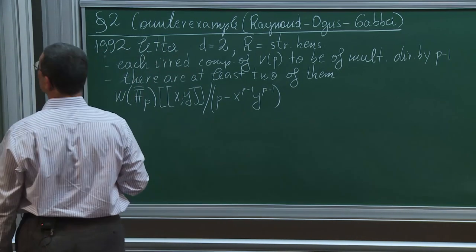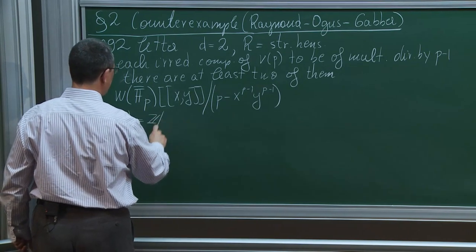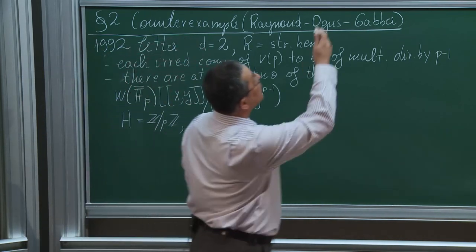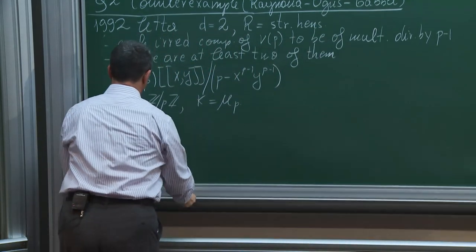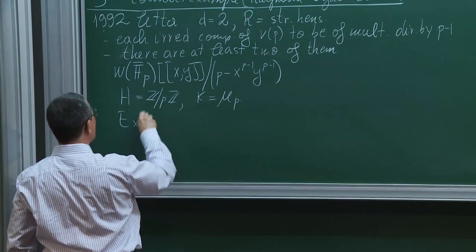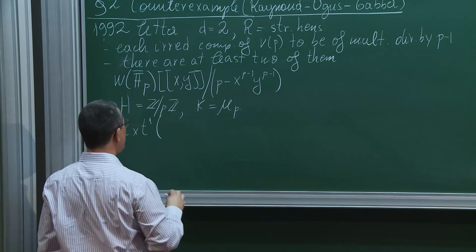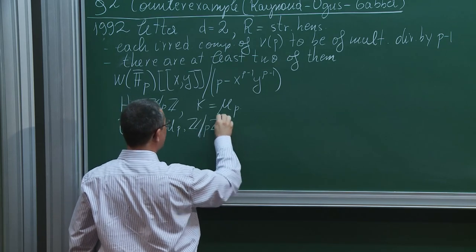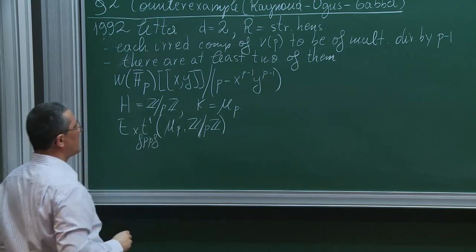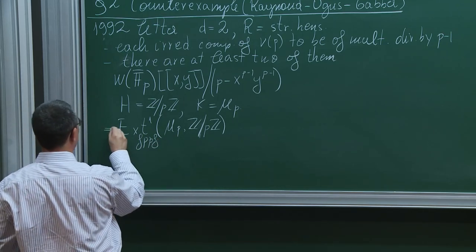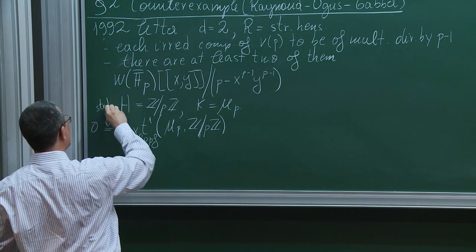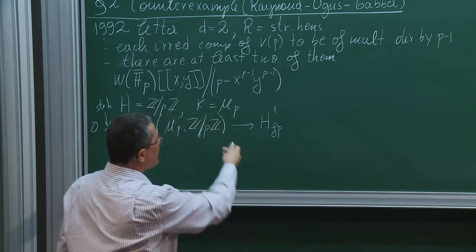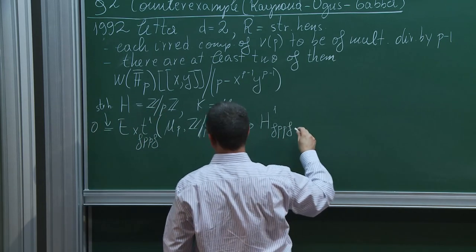Now, what is going to be in this case? H is going to be Z mod pZ, and K is going to be mu_p. So I repeat that we're looking at a specific H^1 map. So we're looking at H^1 of mu_p, Z mod pZ. Because it's strictly Henselian, this is going to be 0. And it maps by restriction, and we don't want it to be surjective. So therefore, this being 0, we want to have something here which is non-zero.